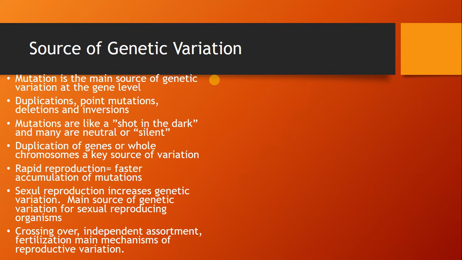The sources of genetic variation are numerous. One is mutation. The main source of genetic variation at the gene level is mutations. So, for example, duplications, when different genes get copied over. Point mutations, where an A gets changed to a C, or something like that. Deletions, inversions, those are all examples of mutations. And mutations are basically a shot in the dark, because they aren't specific. They're random in where they end up occurring. Some can be silent, meaning that they don't actually change anything phenotypically.